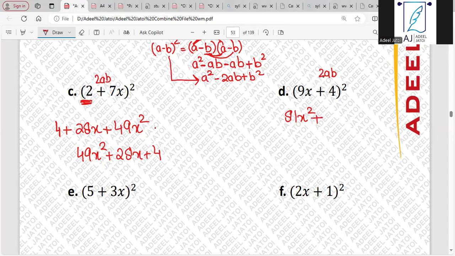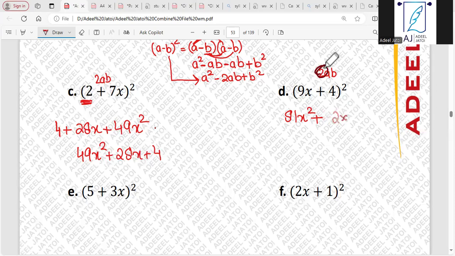So what do we have? 2 into 9 is what? 2 nines are 18. Oh, 9 twos are what? 18, right? And then what do we have? We have 18 into 4. So what do we have? 9 into 2, that is 18, and 18 into 4 becomes what? 72.